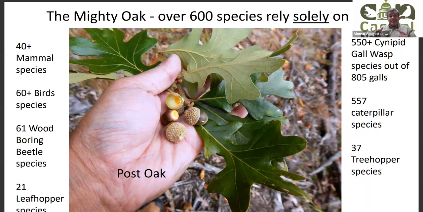This is what we mean by keystone species. Lots of things depend on this one, and that's why it's so important to keep especially mature oaks around, because of their importance to what's out there. So this is the mighty oak. If you want to learn more, read Doug Tallamy's book or listen to the podcast I mentioned.